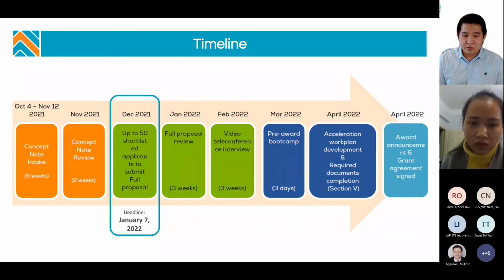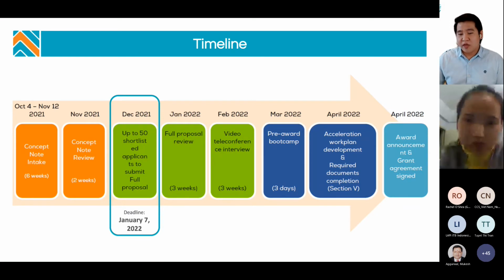So basically, the key date will be January the 7th. That will be the deadline for this full proposal. Please submit everything by January the 7th by 5 p.m. Bangkok time. You will have the interview in February, the pre-award bootcamp in March, and the award will be announced by the end of April. So that's pretty much the timeline of this CFI, or Call for Innovation 2021.